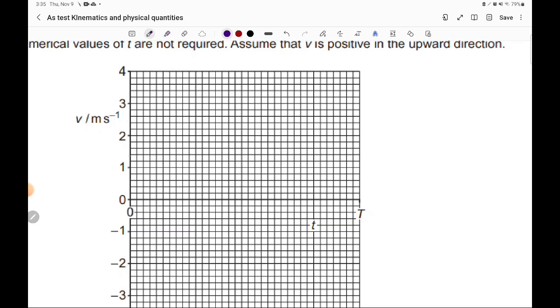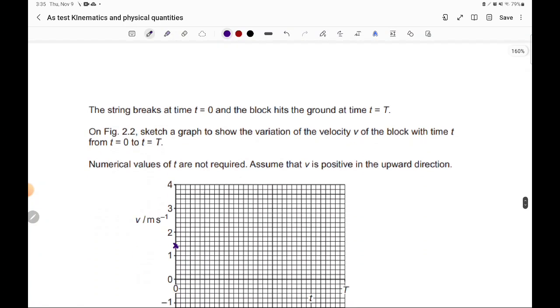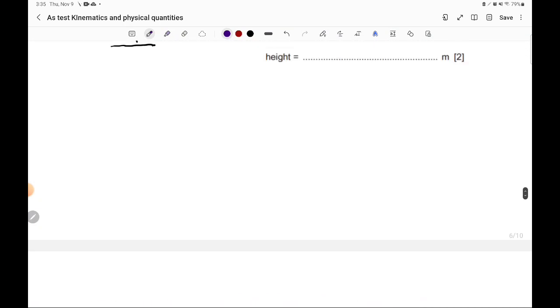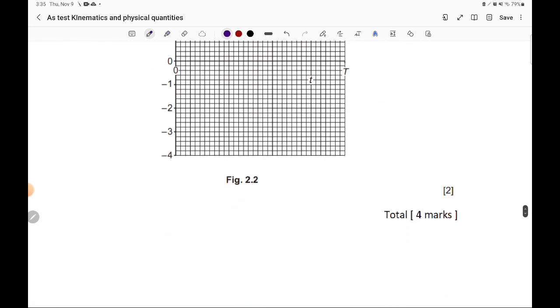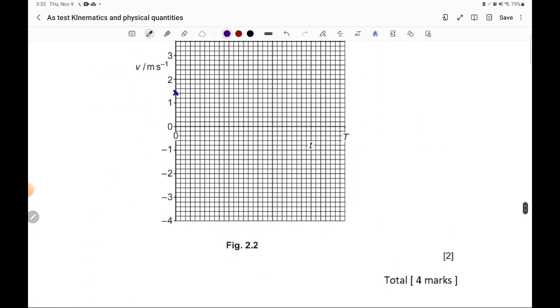1.4 is going to be somewhere over here. This is 1.4, and it becomes equal to 3.6 when it hits the ground. So negative 3.6. This line is actually 3, so 3.2, 3.4, 3.6. So we will have a marker over here, and I'm just going to erase this line.